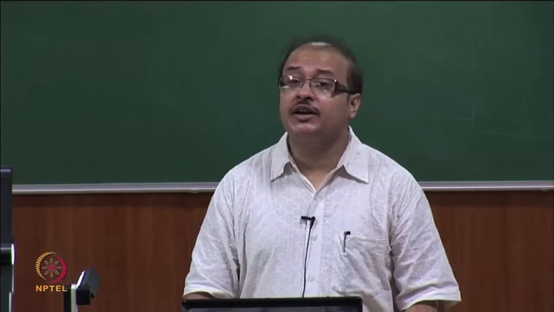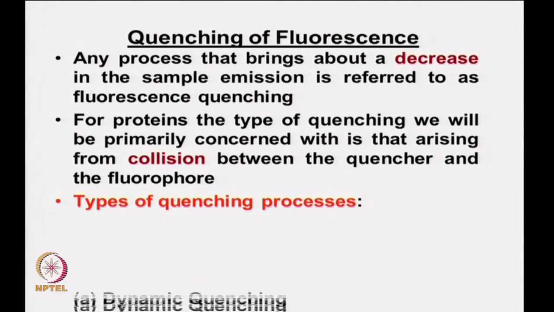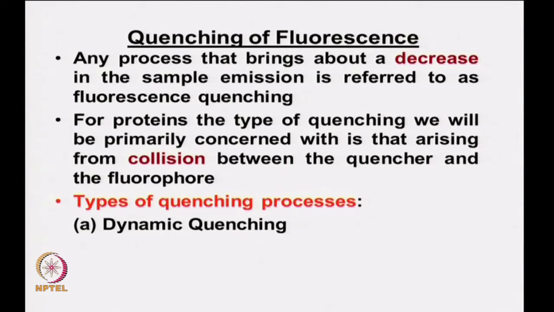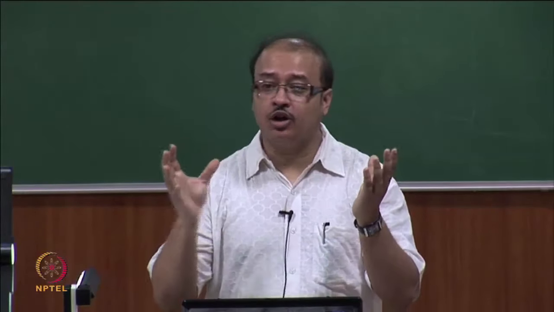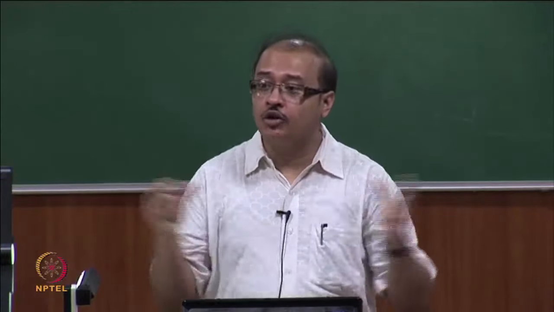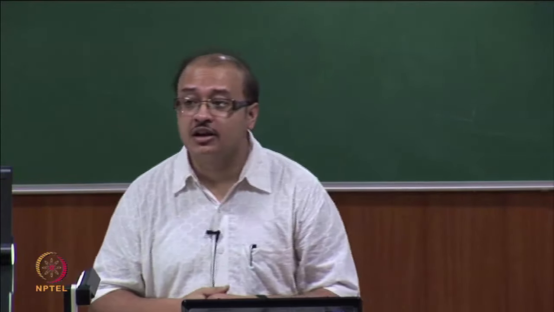So, what are the different types of quenching processes out there? One is dynamic quenching. Okay, this is essentially collisional in nature. That means you have a quencher molecule, you have a fluorophore. Again, we will soon come to this in a couple of slides, and this quencher molecule will collide with the fluorophore and result in quenching. Okay, this is called dynamic quenching.